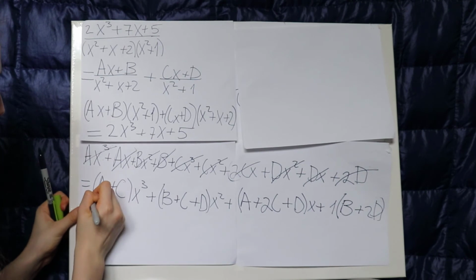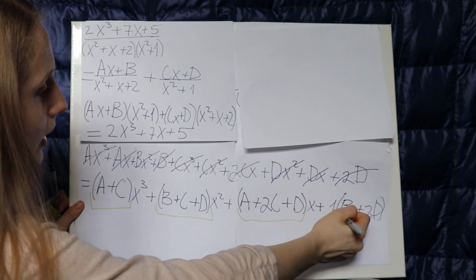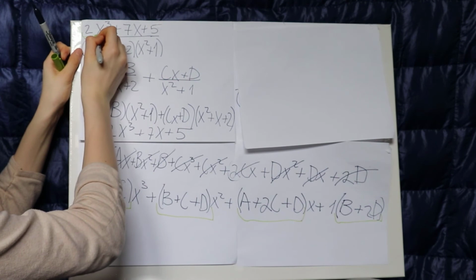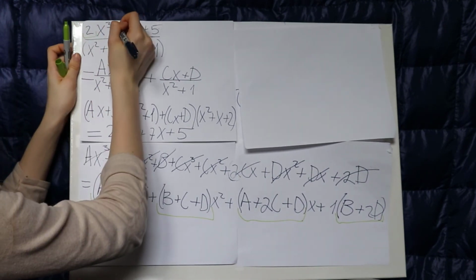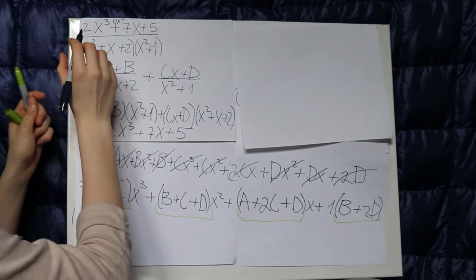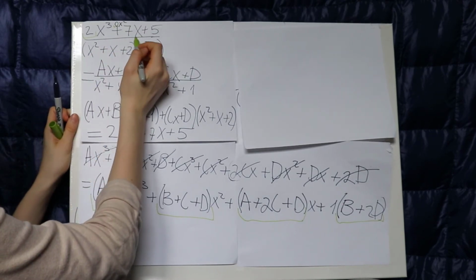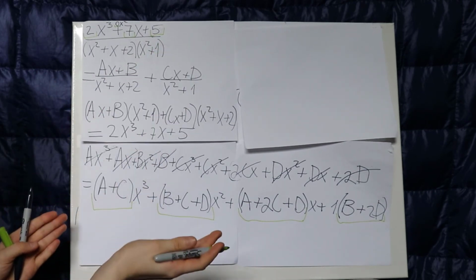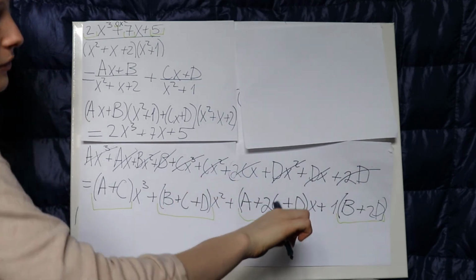Okay, it's still very long, but at least it looks a little more organized now. So we have this part, this part, this part, and this part. And guess what? They're all equal to this. There's a 0x squared here, so this would be 0. And then 7, and then the 5 here. So now, guess what we do? We make equations again, and we're going to have 4 different equations with 4 variables.